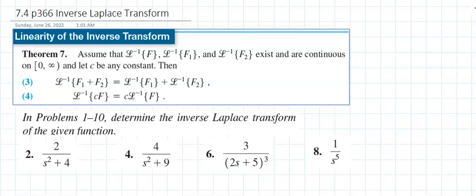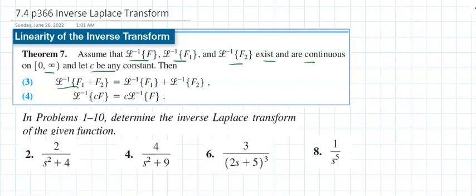7.4 is on page 366, talks about inverse Laplace transform. So assume that the inverse Laplace transform of those three functions exist and are continuous on the interval from 0 to infinity. Let's say c be a constant.